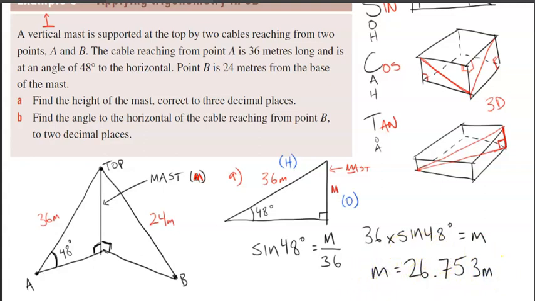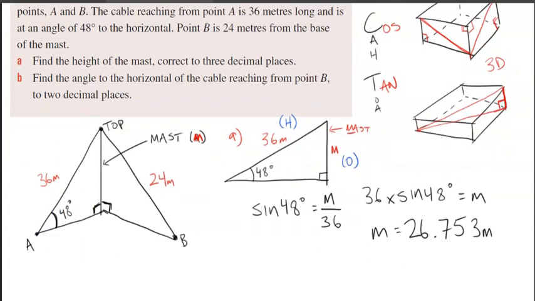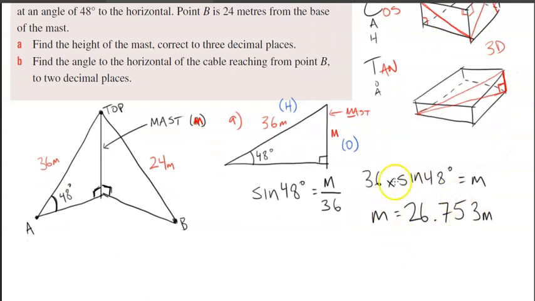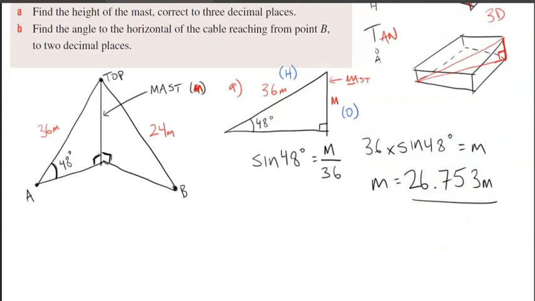So our mast height is 26.753, and this is just based on knowing what the length of that cable is and what the angle created by that cable is, which is 48 degrees. And that will be the first part. And I'm assuming that we'll be using this length here to solve for B.